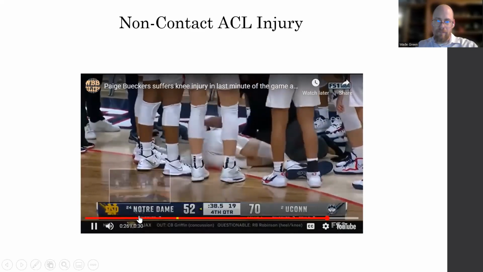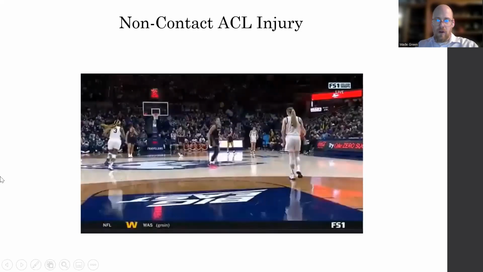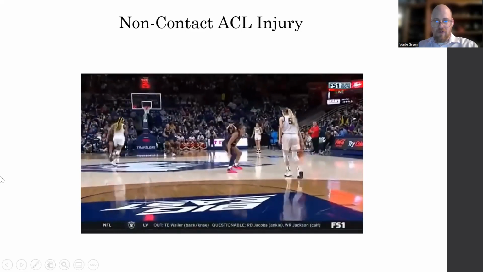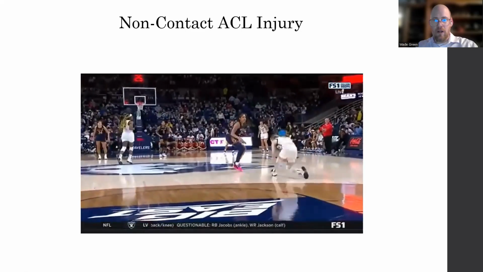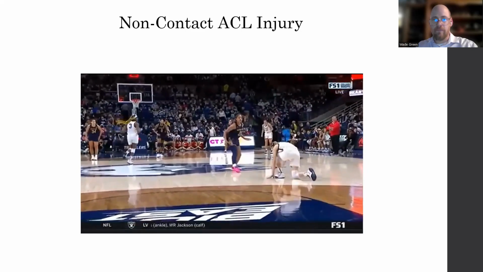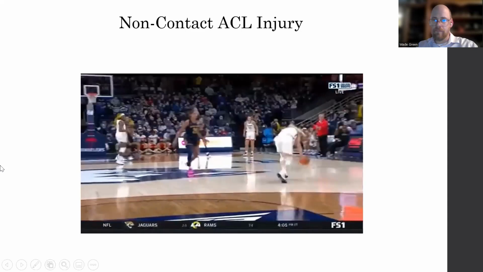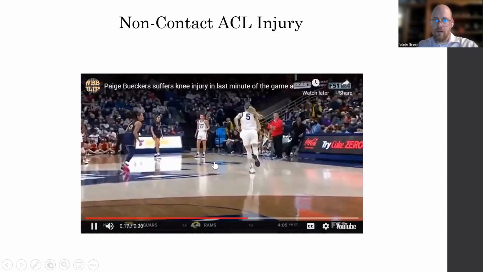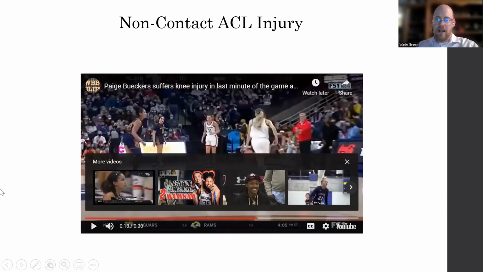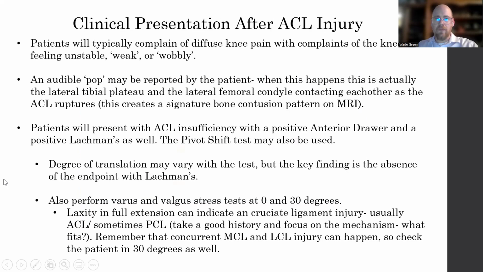All right, one more time. Okay, so here we go. There's the stop, and she tries to change directions. Boom, right there, left knee. Very common mechanism for a non-contact injury right there.